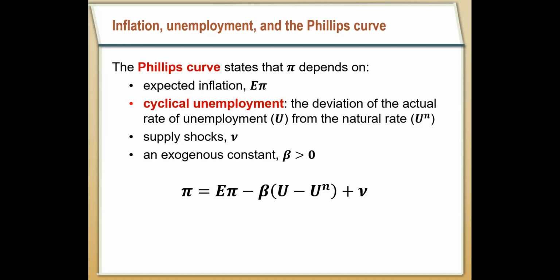The Phillips curve also says that inflation can depend on supply shocks, as well as this exogenous constant beta that's going to relate unemployment to inflation. And so in this Phillips curve, we can see that when unemployment is very high compared to the natural rate, that's going to push inflation down because we're subtracting beta here. So really high unemployment is going to mean really low inflation. On the contrary, if we have very low unemployment, that's going to push inflation up. And so pi is going to be very high when u is very low.